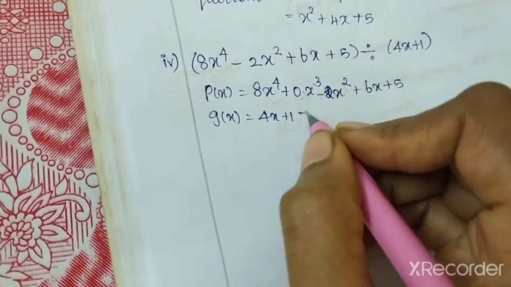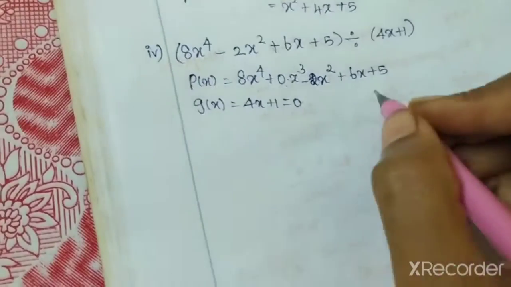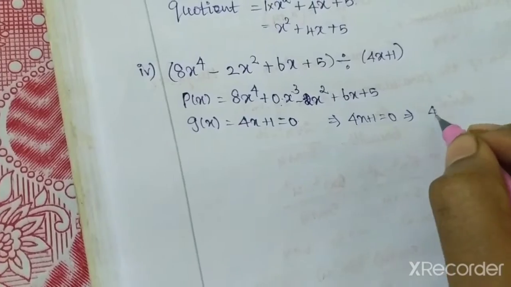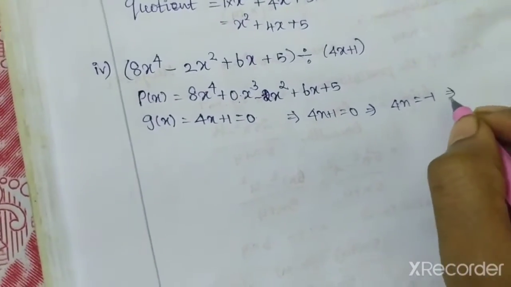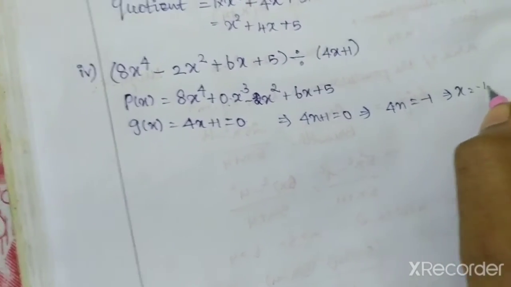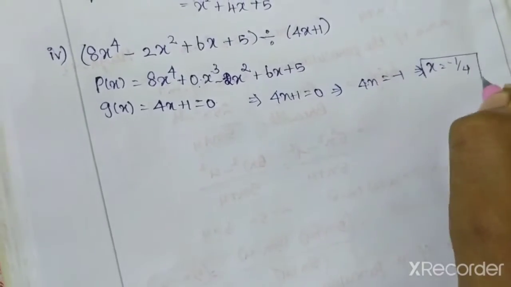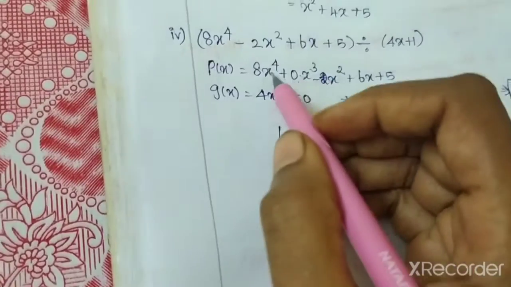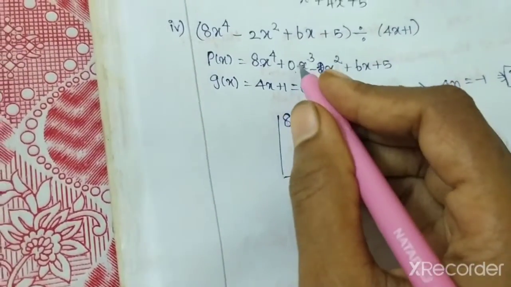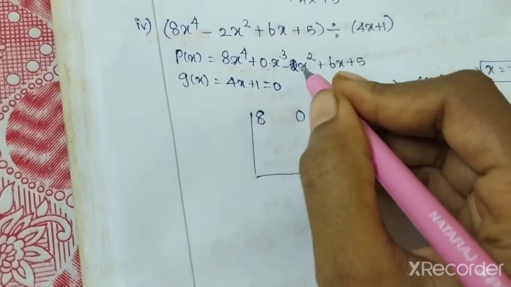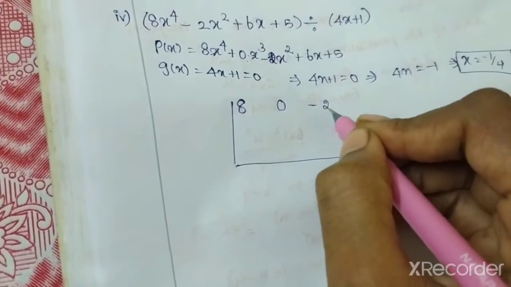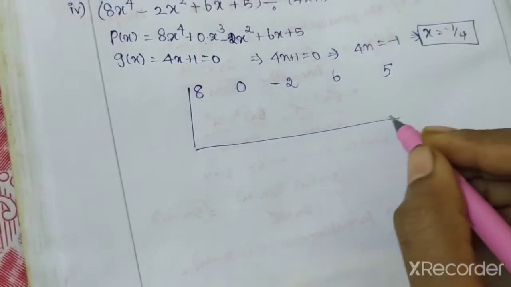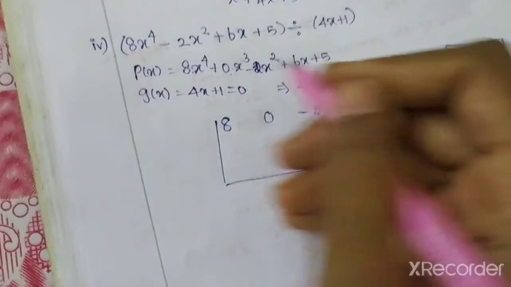Equal to 0. So 4x plus 1 equal to 0, that implies 4x equal to minus 1, that implies x is equal to minus 1 by 4. Multiplication moving to the other place becomes a division. So as it is, put the L-shaped box. So what's the coefficient? 8. X cube coefficient 0. Square coefficient minus 2. Constant coefficient 6. In this place, 5.